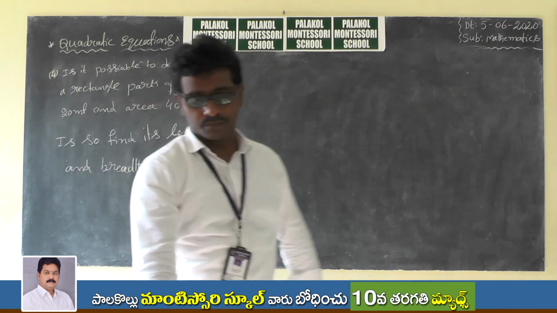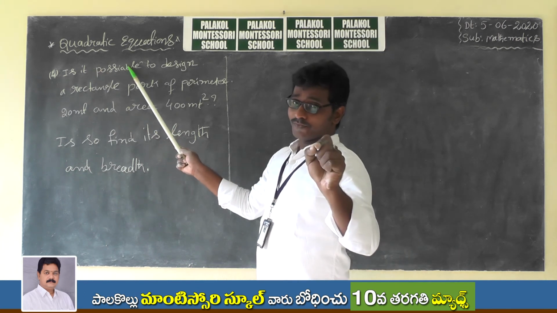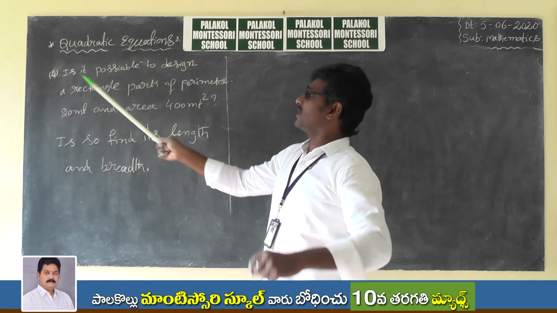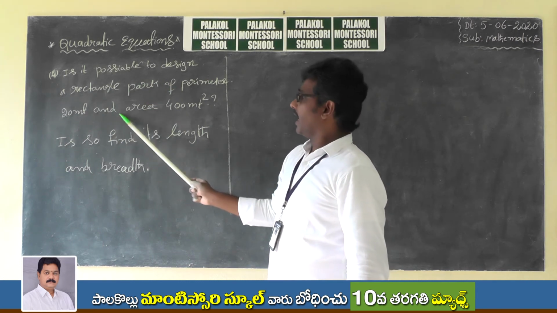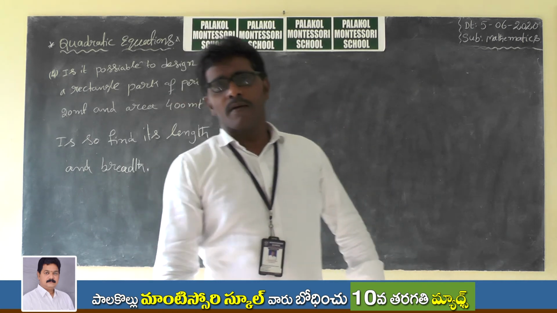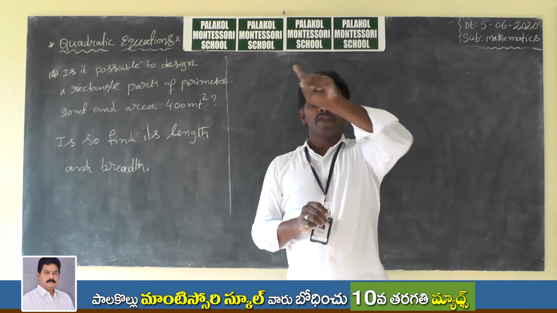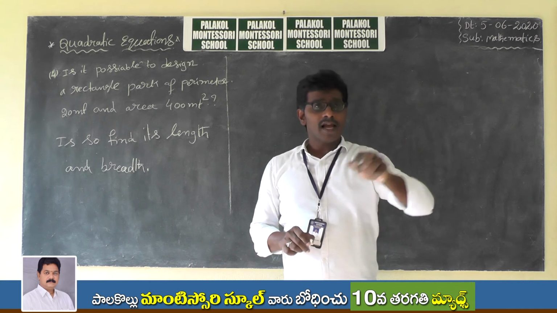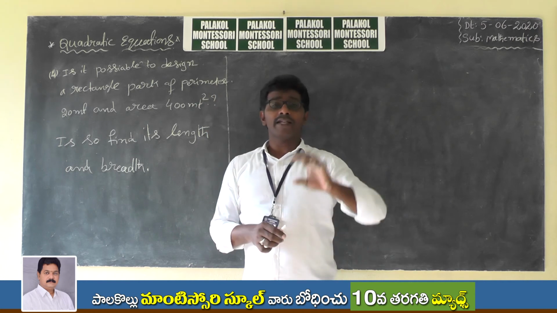Yes, guys, see this question. Is it possible? Actually, it is one question, and in this question one more question is there. Is it possible to design a rectangular park of perimeter 20 meters and area 400 meters square? Guys, just imagine in our minds, you draw a rectangular plot. In the rectangular plot, two dimensions are there, length and breadth. But the dimensions are not given, the perimeter is given.